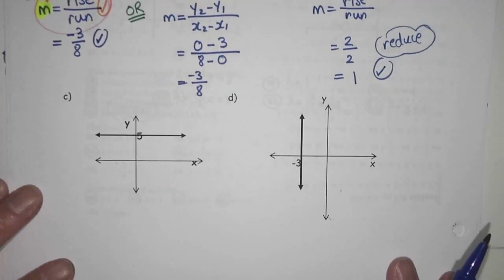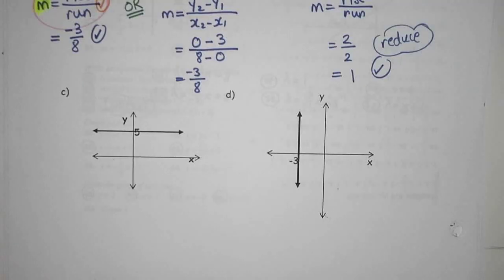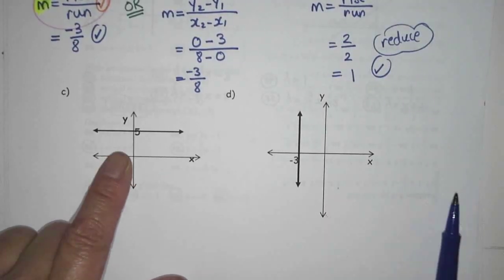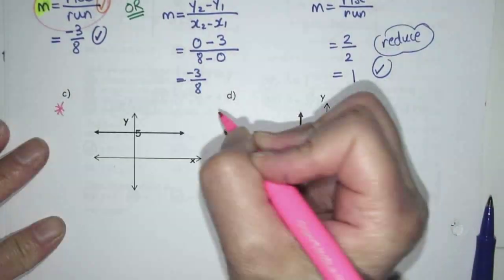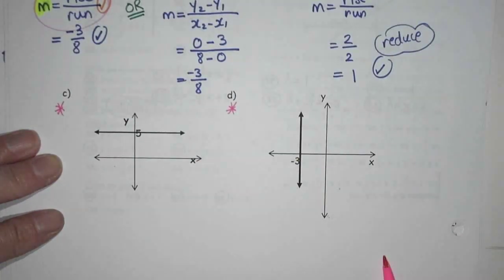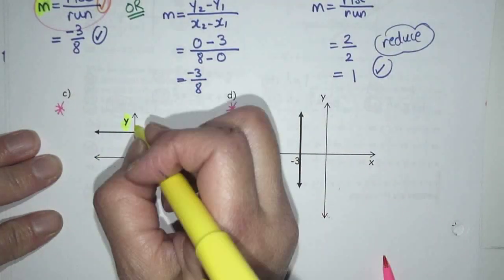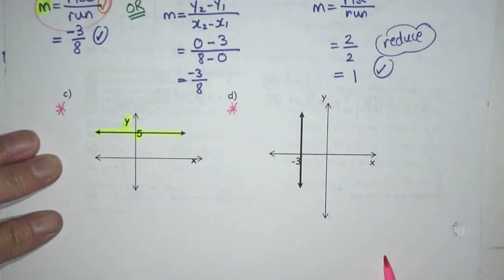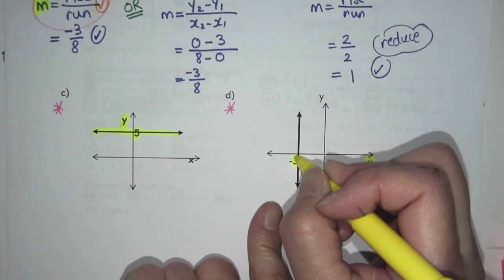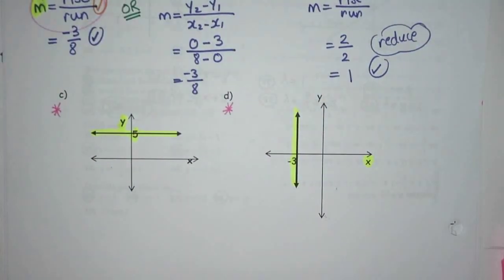C and D are the special cases. These special cases, I'm going to star them. I call them special cases because they're the horizontal and vertical. They don't follow the y equals mx plus b. They just are more simple. So this is the y value. So look, the y value is 5, and it's always going through the y value. This one here, the x value is negative 3, and it's only going through the x value.